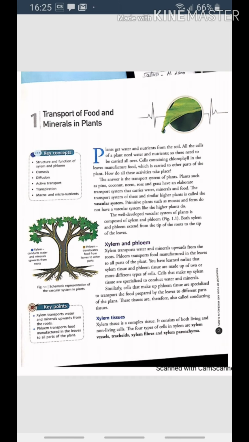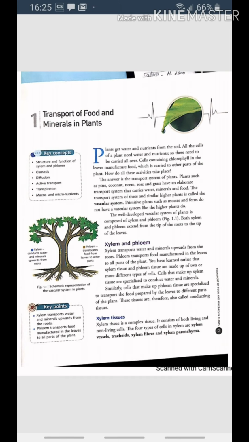Now see the absorption of minerals. Most minerals needed by plants are dissolved in the water in the soil. Some of these are calcium, potassium, magnesium and nitrogen. The absorption of these minerals by the roots takes place by two processes, diffusion and active transport.